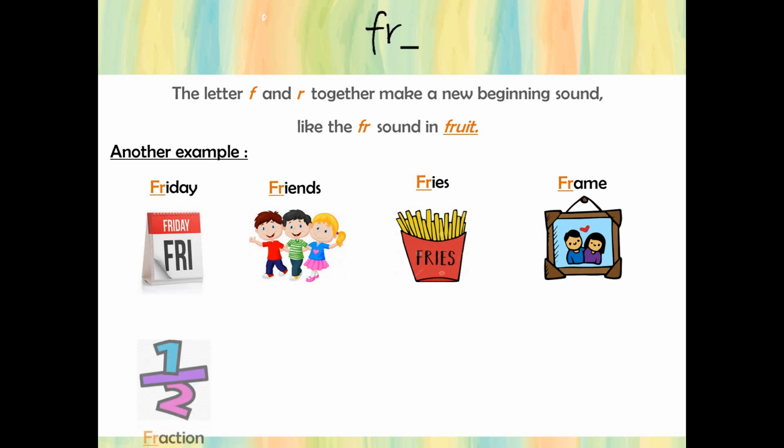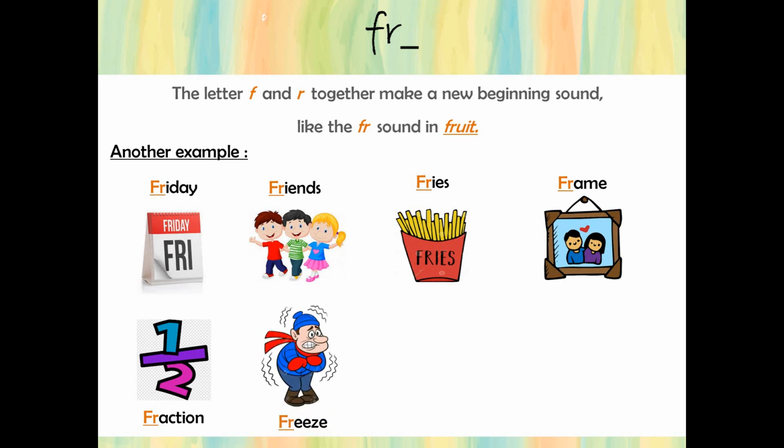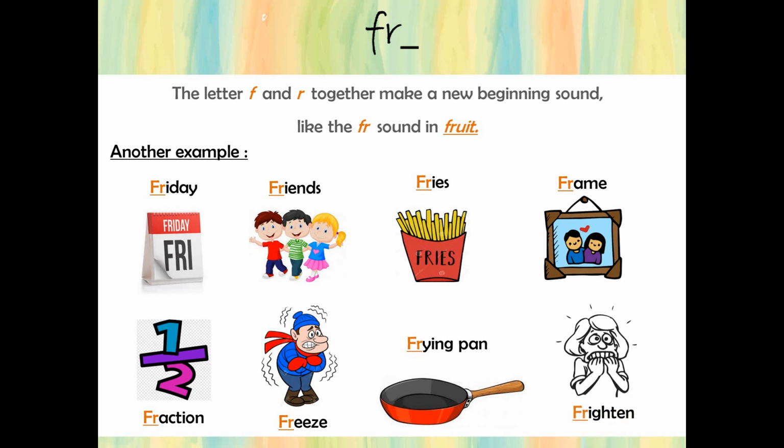We also have fraction, freeze, frying pan, and frighten. So all of the words in these lines start with the sound fr. The sound fr is made up of letter F and R.